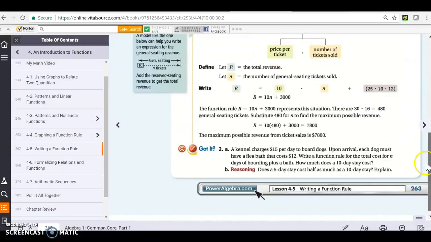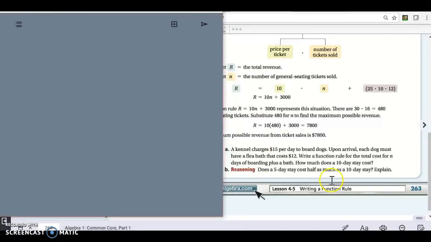Okay, so now let's look at got it 2. It says a kennel charges $15 per day to board dogs. Upon arrival, each dog must have a flea bath that costs $12. Write a function rule for the total cost for N days of boarding plus a bath. How much does a 10-day stay cost? Okay, so here's my whiteboard here.